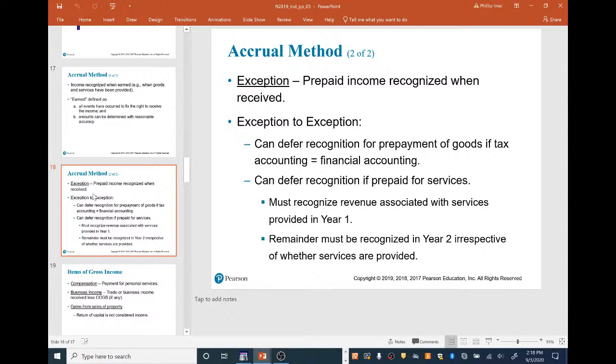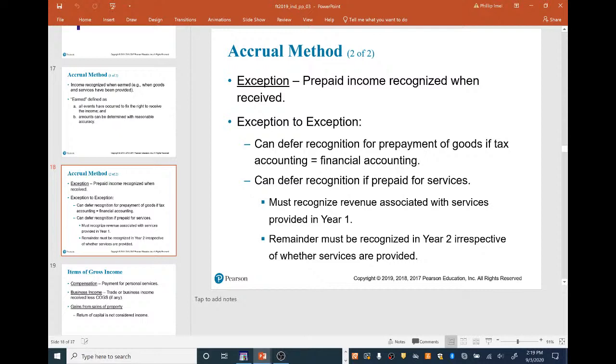So now there is an exception to the exception. Prepaid income is generally taxable in the year of receipt, right? Exceptions are available in certain prepayments for goods not on hand and prepayments for services not rendered until the following tax year, right? So once again, the exceptions to the exception, as it says here, can defer recognition for prepayment of goods if tax accounting equals financial accounting.